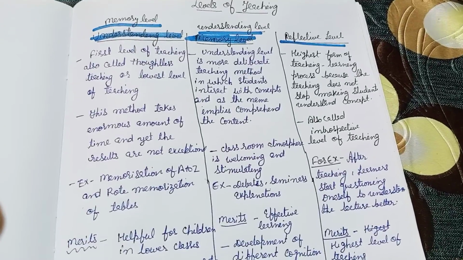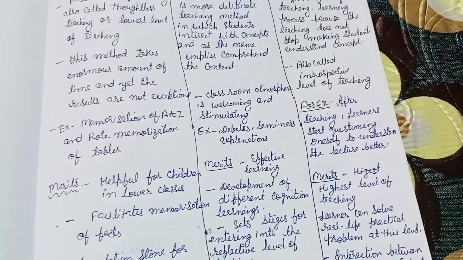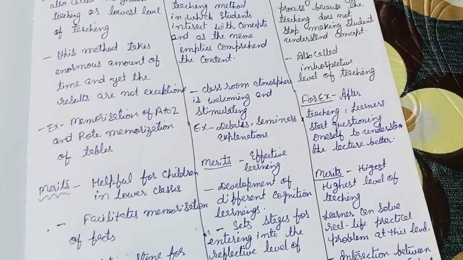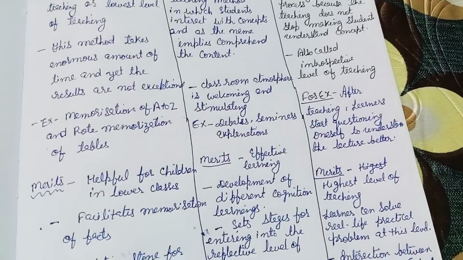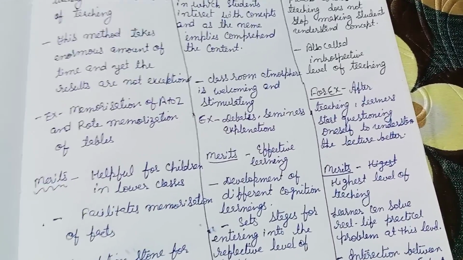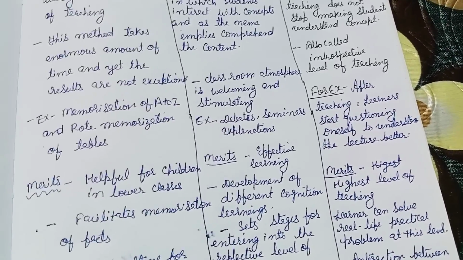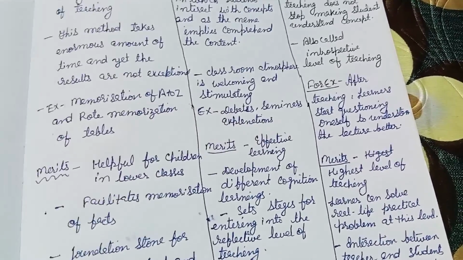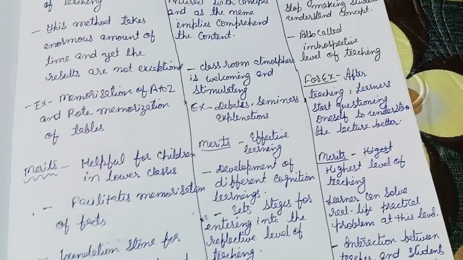Now we will learn about merits of reflective level of teaching. It is the highest level of teaching. As we know, first we memorize, we understand, and then we reflect. So it is the highest level of teaching. Learner can solve real life practical problems at this level. When we know about reflective level, we will be able to solve our real life problems. So this level of teaching provides students a capacity to solve real life practical problems.